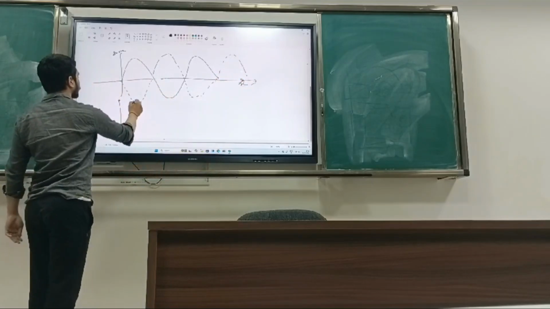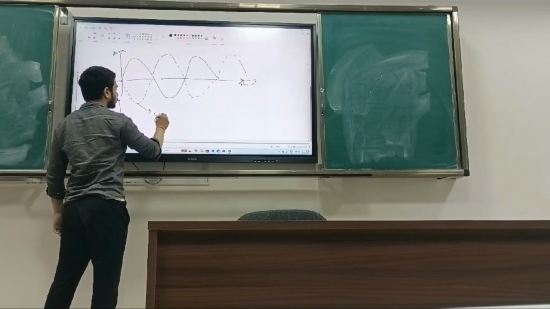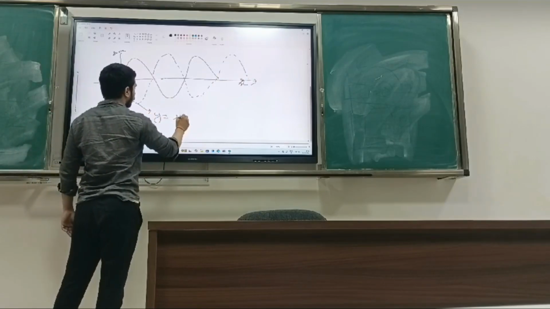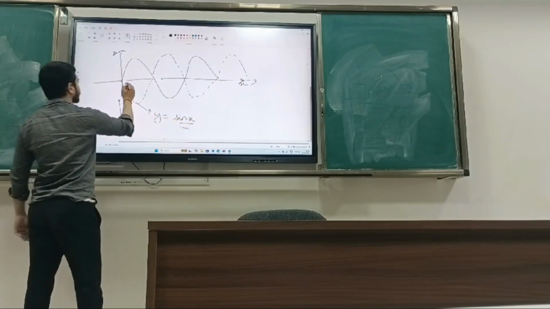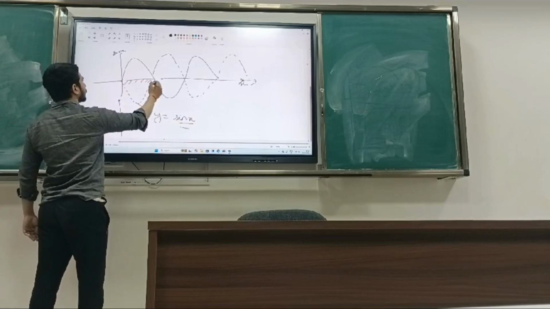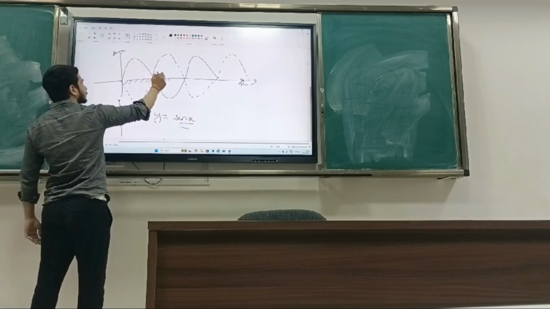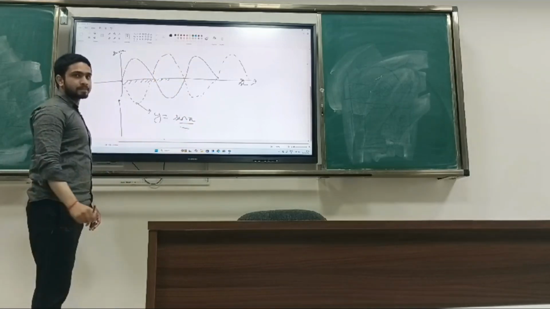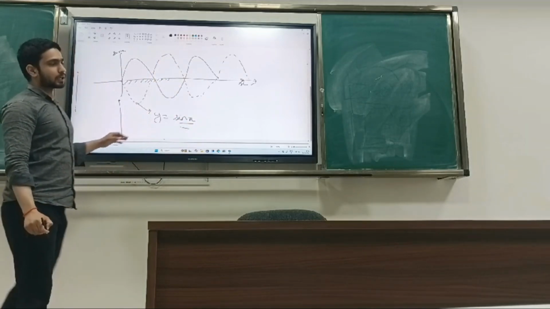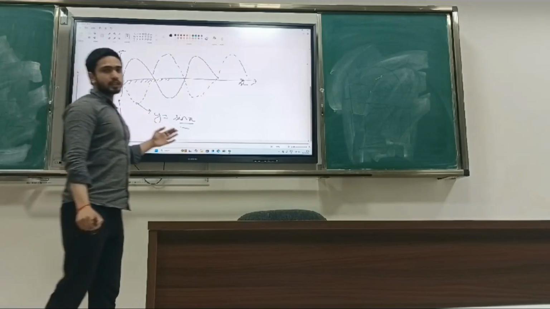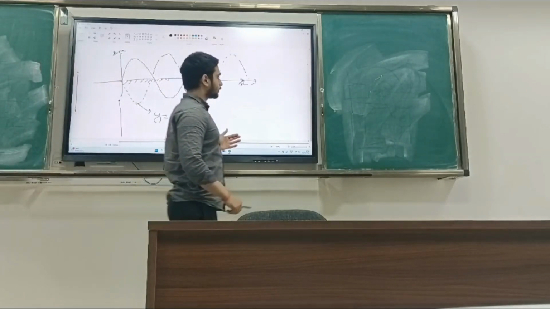Okay, so this is the graph of y equals minus sin x, or we can say that the reflection has taken place from the x-axis. So this has reflected to the upper side. Okay, so like this the reflection takes place when the function is multiplied with a negative sign.